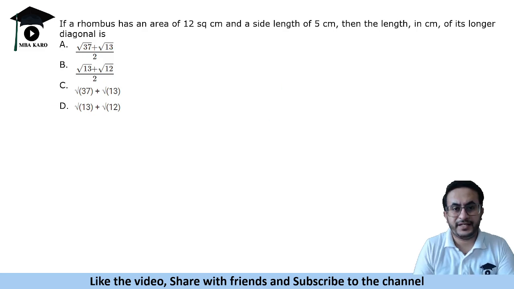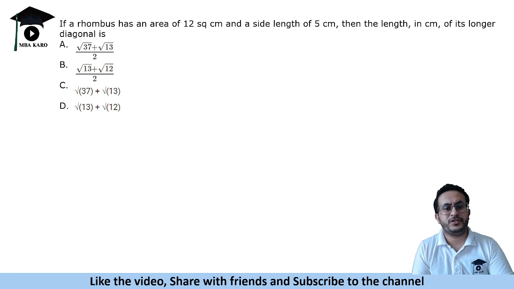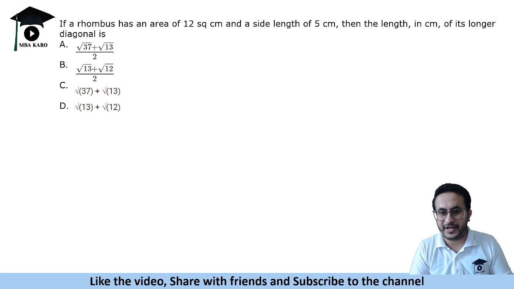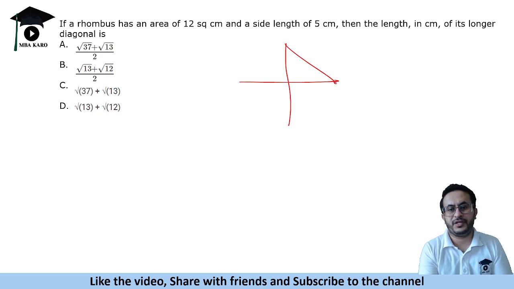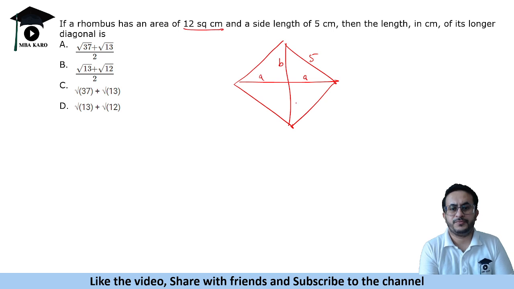A rhombus has an area of 12 square centimeter and a side length of 5 centimeter. Then the length of its longer diagonal is. This was a question which was asked in CAT 2021. If you see the solution on different platforms, let me show you the solution. You would be given that, let's say this is the rhombus. Let's take this as the longer diagonal, and this as the shorter. This side is 5, and the area is 12 square centimeter. So this is a, this is b. So area is half of 2a into 2b, which is equal to 12.